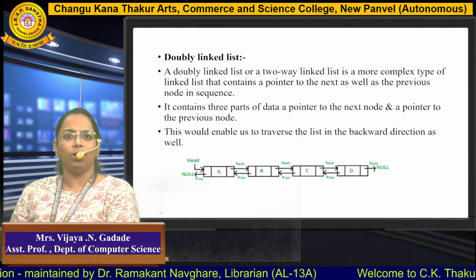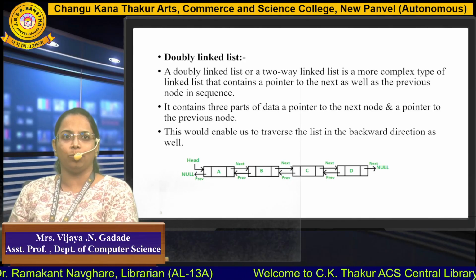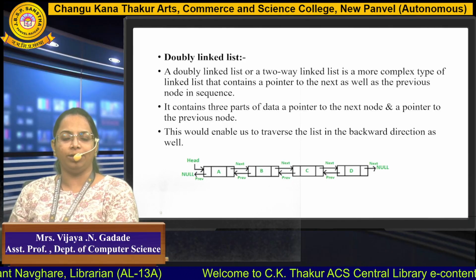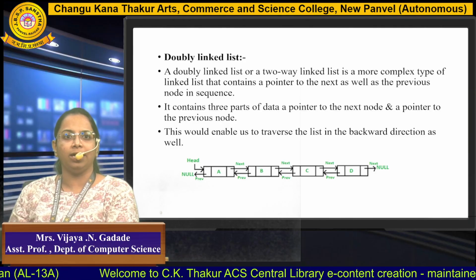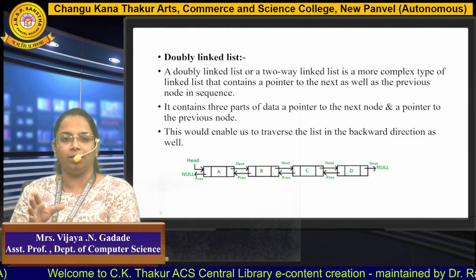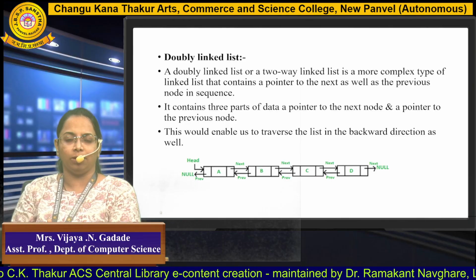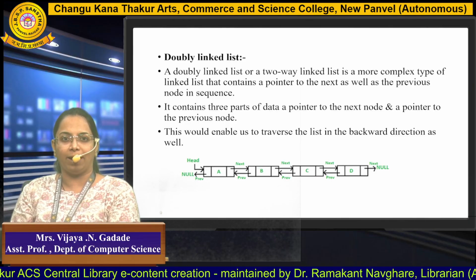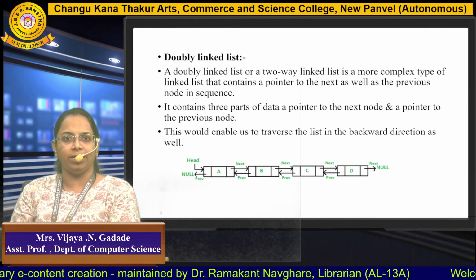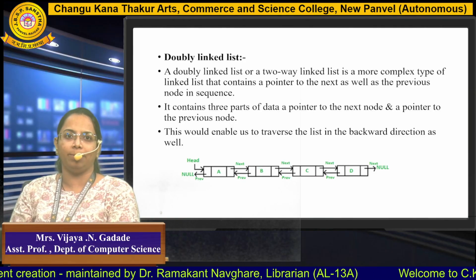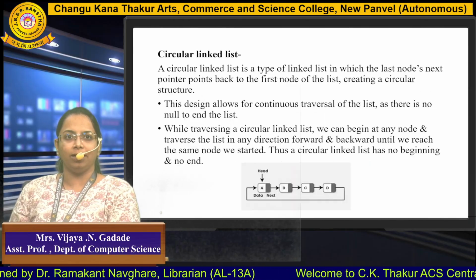A doubly linked list or a two-way linked list is a more complex type of linked list that contains a pointer to the next node as well as the previous node. It can be traversed in both directions, that is backward as well as forward. Here the node is divided into three parts: the previous node pointer, the actual data, and the next node pointer. A contains the actual data, and it connects to the next node and the previous node also, and all the nodes are connected to each other. This is the doubly linked list.